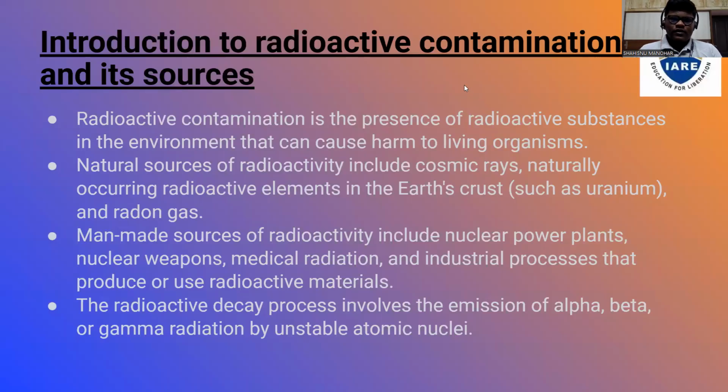Let's get going with the introduction to radioactive contamination and its sources. Radioactive contamination is the presence of radioactive substances in the environment that can cause harm to living organisms. Natural sources of radioactivity include cosmic rays and naturally occurring radioactive elements in the Earth's crust, such as uranium and radon gas. Man-made sources of radioactivity include nuclear power plants, nuclear weapons, medical radiation, and industrial processes that produce or use radioactive materials. The radioactive decay process involves the emission of alpha, beta, or gamma radiation by unstable atomic nuclei.